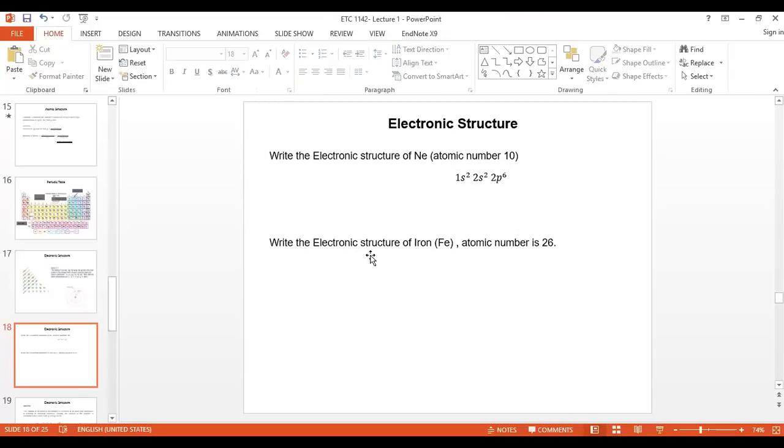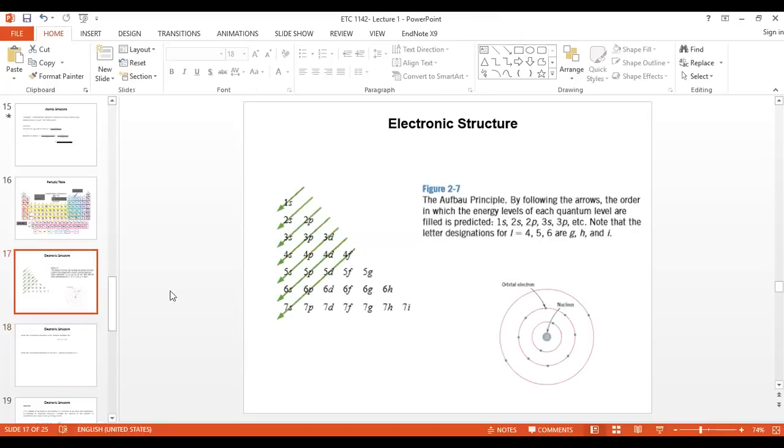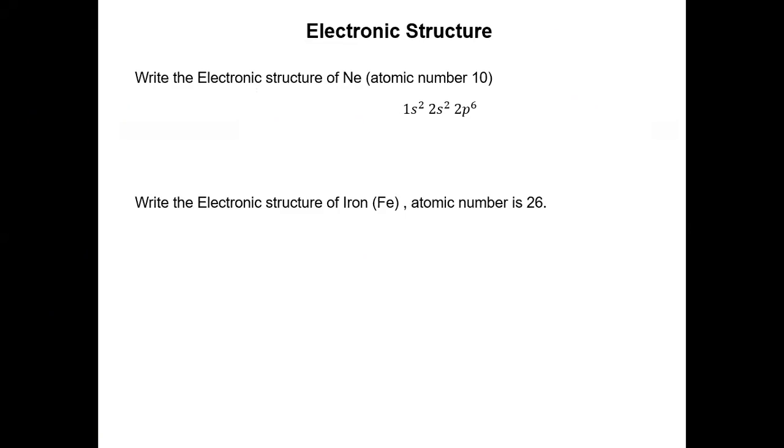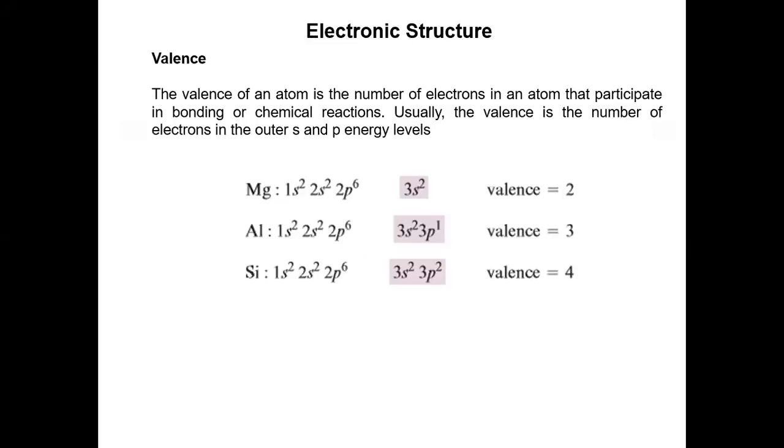Can you try to write the electronic structure of iron? The atomic number is 26, that means there are 26 electrons in its atom. Follow this principle and try to write the electronic structure for iron on your own, okay? So that's about writing the electronic structure. Often when you go further in this course, you will find the term valence.